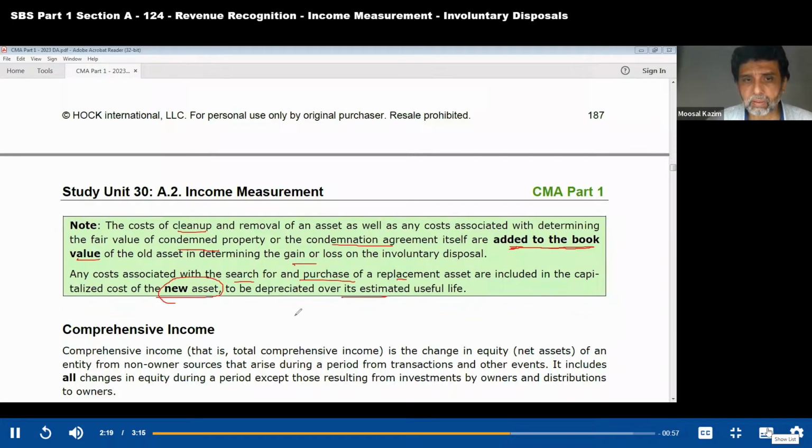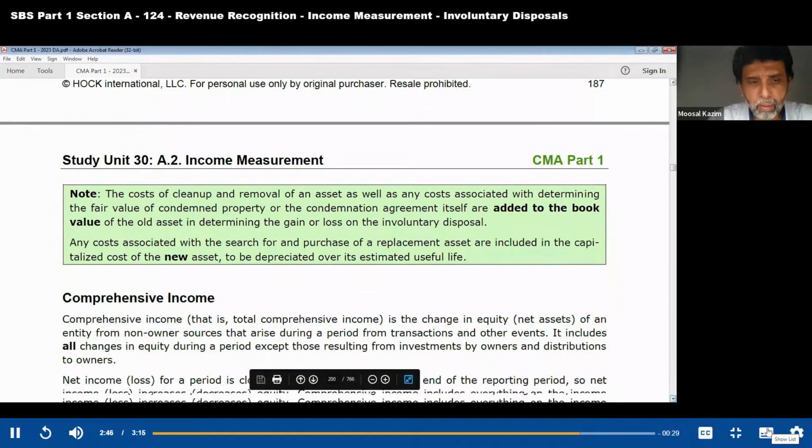So these are the things which you should note for involuntary disposals. That's it. Now the next topic here is comprehensive income, which was explained in great detail, and we have done multiple choice questions also on this in the earlier videos of section A. So you can refer to those. I will not repeat it again in this part.